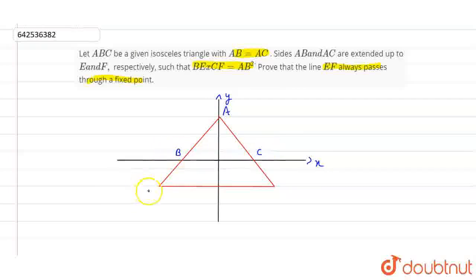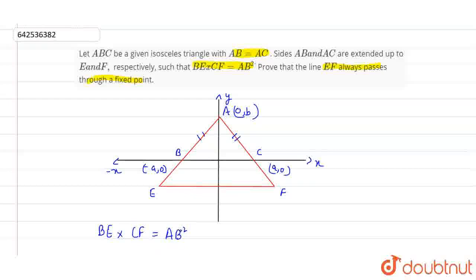Since B and C are extended to E and F, we can write them here, and here AB equals to AC. So what we will do, we will take the coordinates of C as a, 0, and B as the same but in the minus, because here it goes on the minus X axis, and the coordinates of A as 0, b. We can write them like this. Okay, so the thing that is given to us in the question is BE cross CF is equal to AB square, right? This is what we are looking for right now.